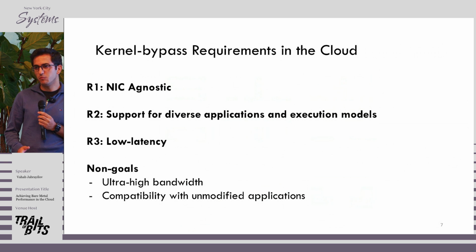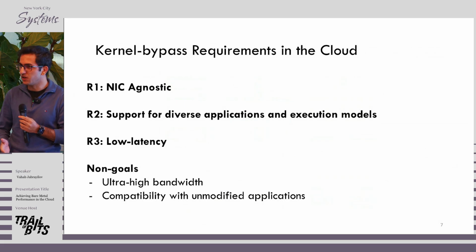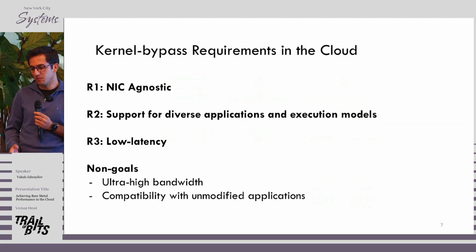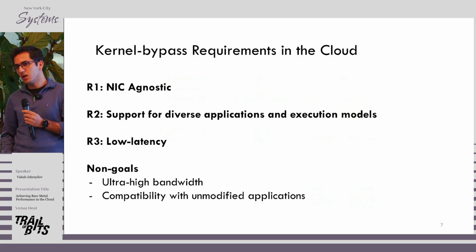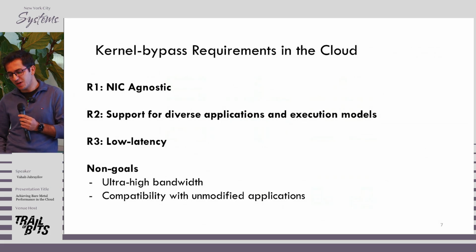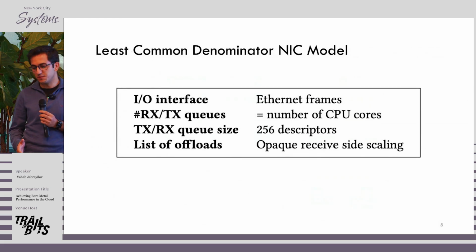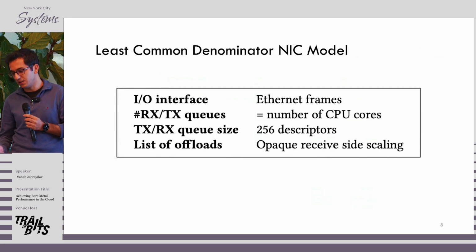First, we need to be able to support ultra high bandwidth VMs, which is like 25 Gbps or 40 Gbps, even 100 Gbps NICs that are available in the public cloud nowadays. And it should also be compatible with the unmodified applications. What I mean by the unmodified application here is that we need to invest minimal effort to get the application working with this stack. So we define the least common denominator, which we'll call shortly the LCD model here.